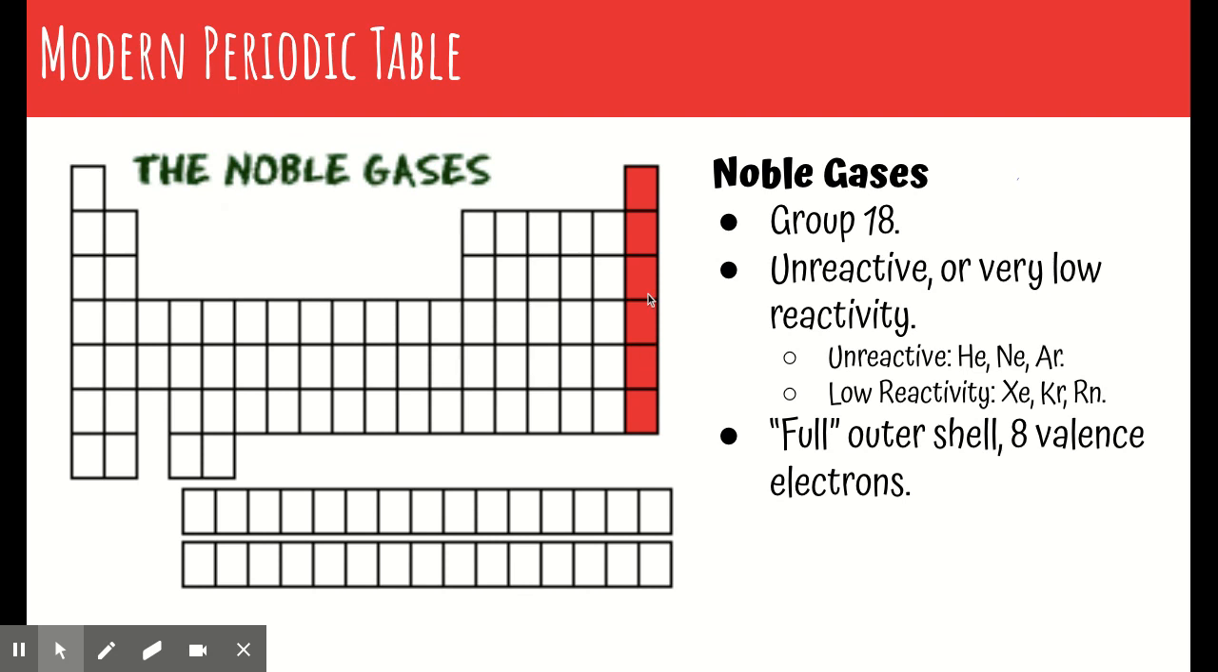So they're not really going to react because they don't need to. They don't need to gain or lose electrons to become stable. So they're not interested. They just don't need it. They don't need any more electrons, and they're certainly not going to give up electrons to become unstable.